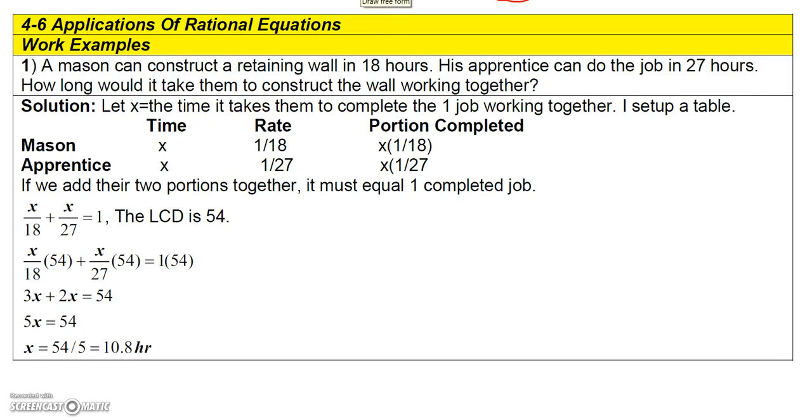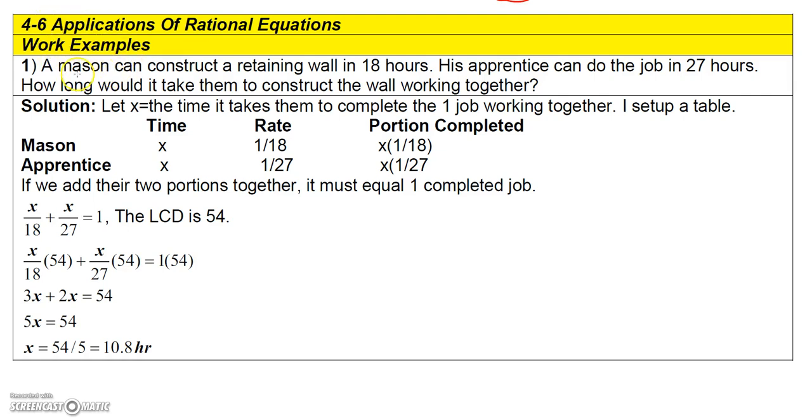Okay, so now we're going to talk about some applications of rational equations, and that's just another word for word problems. I'm going to break these down into some categories for you. First, let's do some work examples. Generally, with the work example, you have usually two people working on the job, and you're given some information, and you might be asked how long would it take them to do the job if they work together, or you might be asked how long would it take each person to do the job.